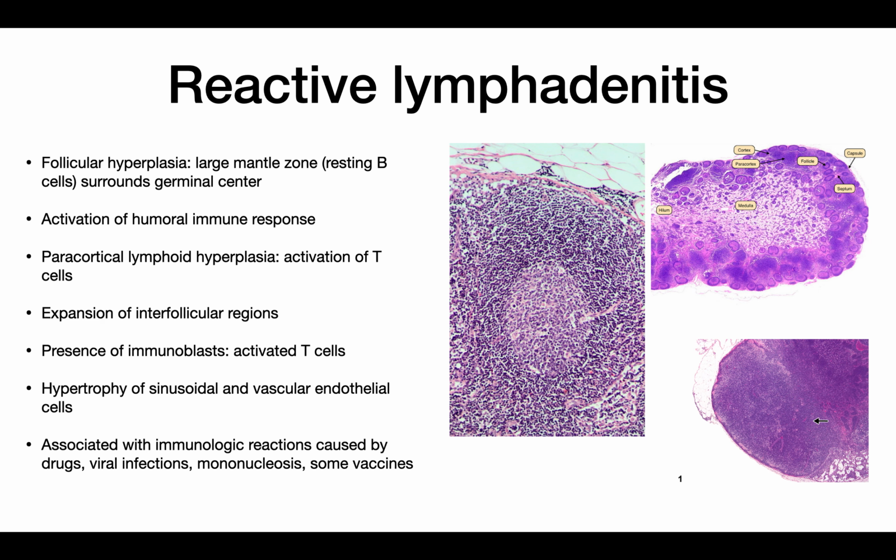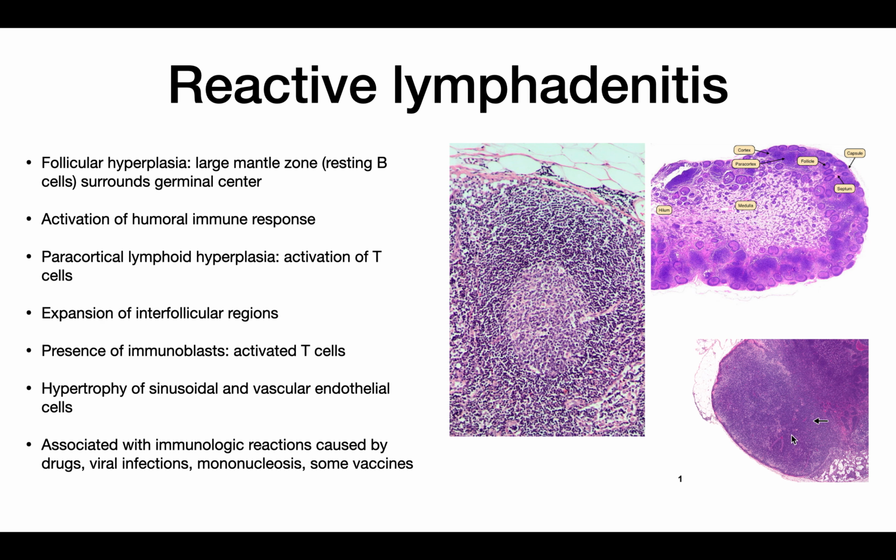Okay, so reactive lymphadenitis. Normally, this is an activation of the humoral immune response, and follicular hyperplasia will occur. That's when the large mantle zone is going to be full of the B cells. So look, this is a huge mantle zone right here. The paracortical lymphoid hyperplasia, on the other hand, is the activation of the T cells. So here's the paracortex right here. And it's going to show in the expansion of the interfollicular regions. So it's due to the presence of the activated T cells.